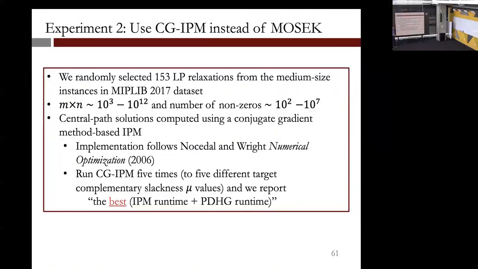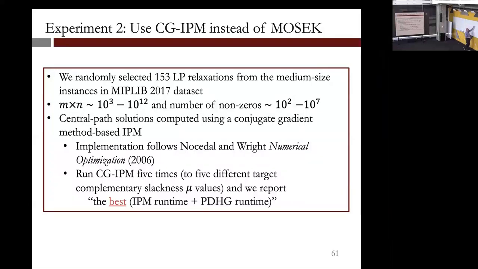That's just the dimensions. Okay, and then we solved the central path solution using a conjugate gradient method. So actually we don't solve a system of equations. We used conjugate gradient and the standard interior point method in Nocedal and Wright's book. So in other words, we're doing first order methods. We're sort of solving a system of equations, but we're using an iterative method, okay? So that's our conjugate gradient method. We run it 5 times to get 5 different points on the central path.